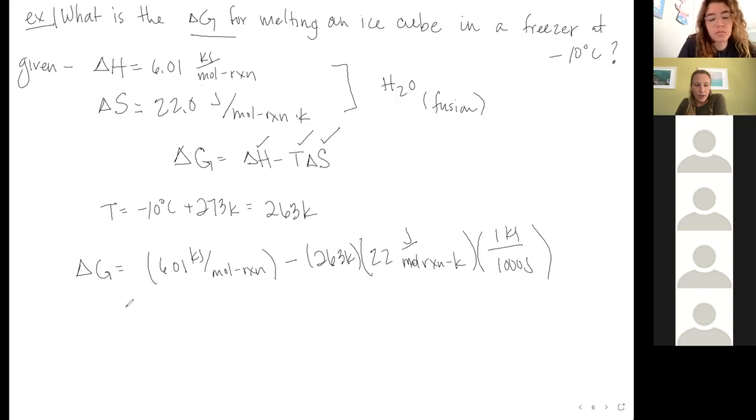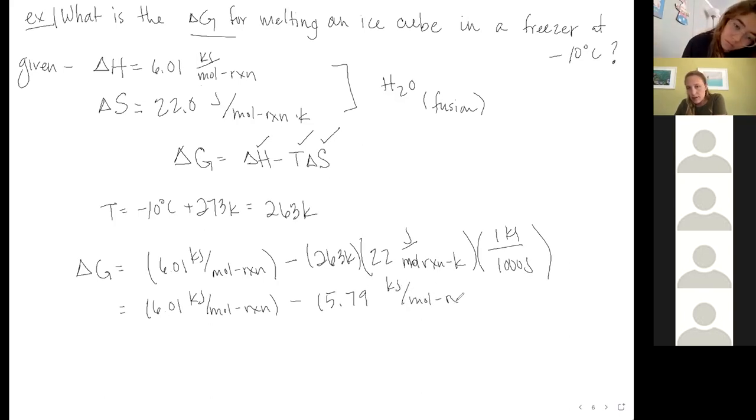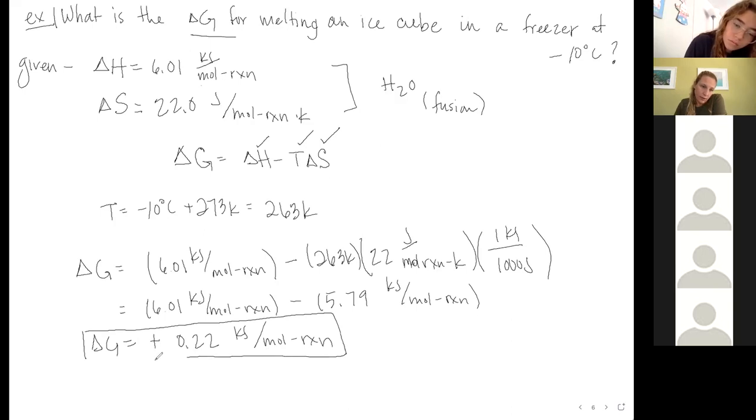All right, so if we do this math, we have 6.01 kilojoules per mole reaction minus 5.79 kilojoules per mole reaction, which gives us positive 0.224 kilojoules per mole reaction as our delta G. So is this endergonic or exergonic?